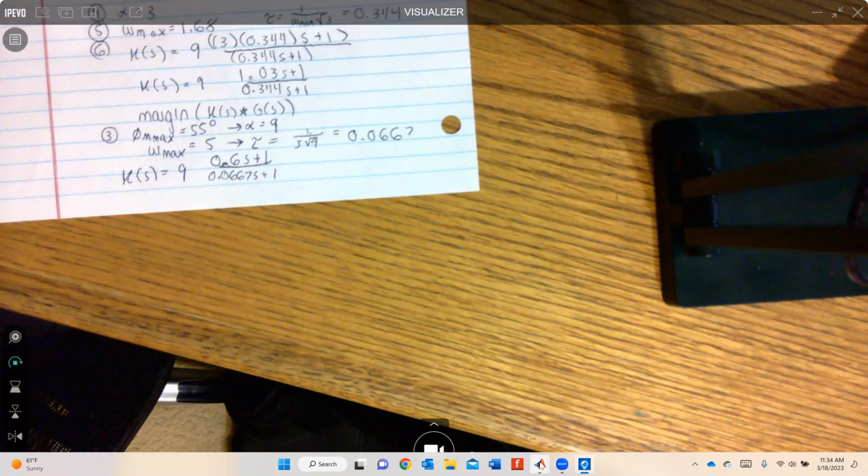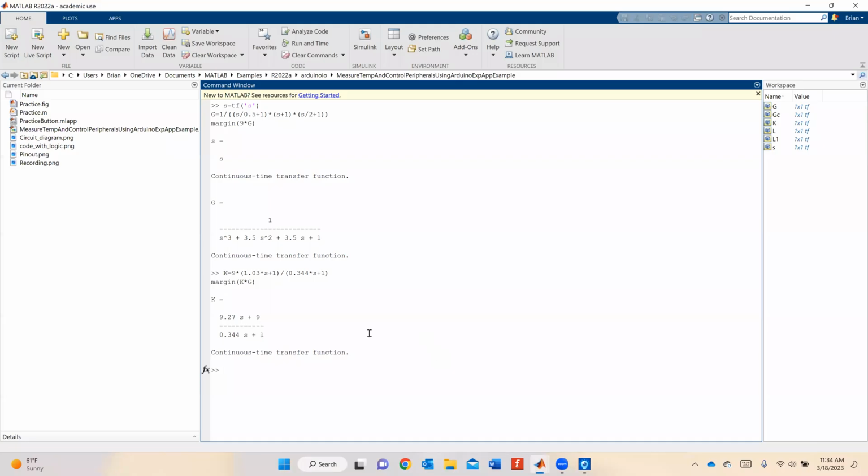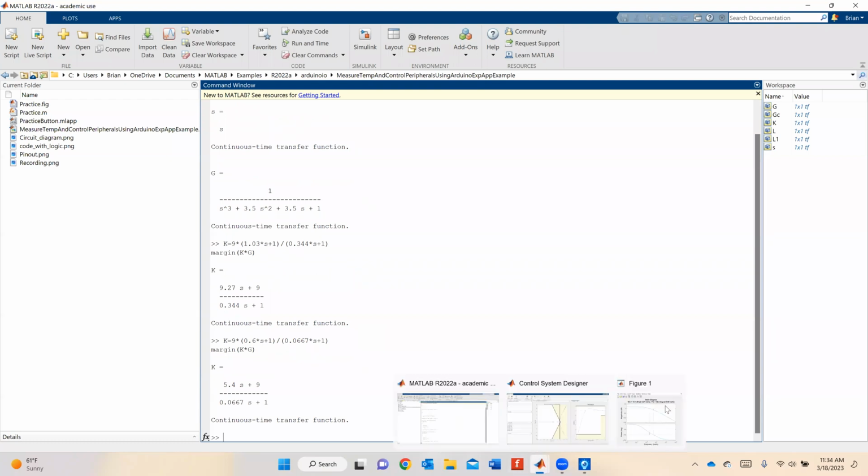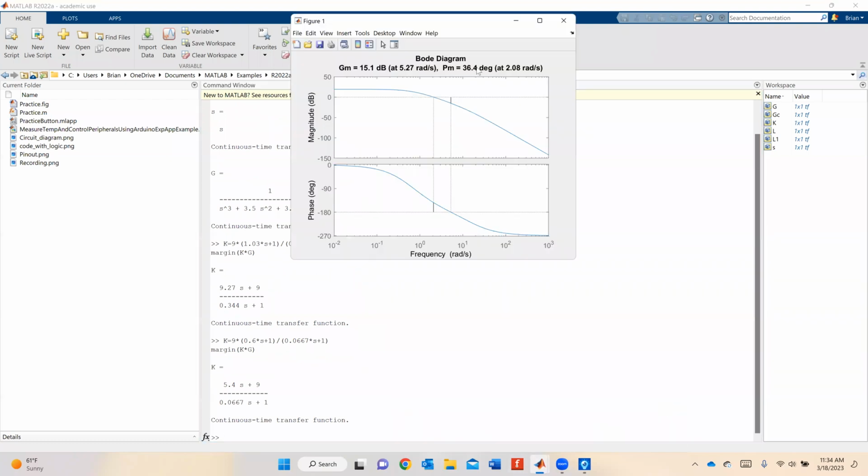Okay, so let's try this new compensator. Going over to MATLAB, let's see if this works. We're going to do K equal to 9 times 0.6 times s plus 1, divided by 0.0667 times s plus 1. Now we're going to evaluate the margin of K times G. Looking at what we have here, our phase margin is greater than 25 degrees. So we're satisfied, it's a stable system, and we are good to go.